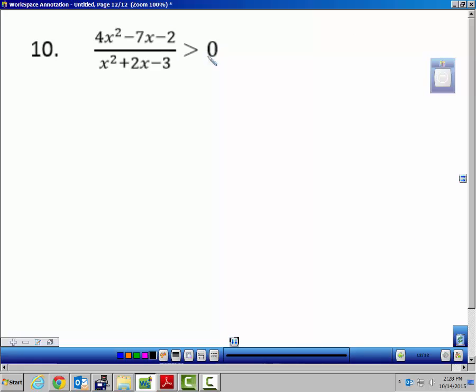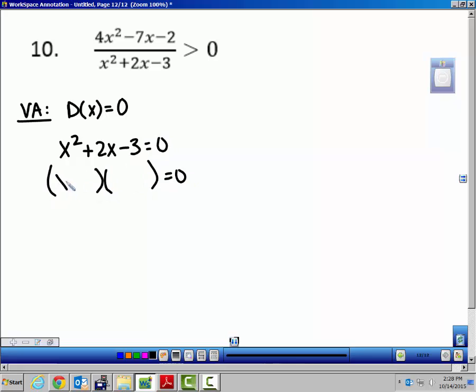All right, here's another one already set up, ready for us to solve, but it's rational, so we have to do vertical asymptotes and zeros. So vertical asymptotes are set denominator equal to 0. So we need to factor. Factors of 3 are 3 and 1. We want to get a negative 3, but add to a positive 2. So positive 3, negative 1. So you end up with positive 1 and negative 3. And for your X-intercepts, or your zeros, whichever you prefer to call them, you set the numerator equal to 0.